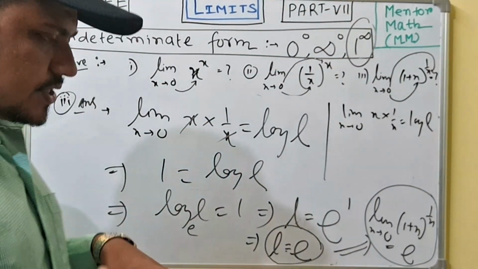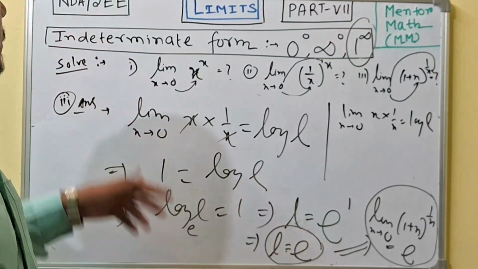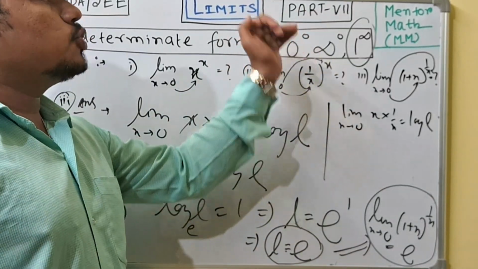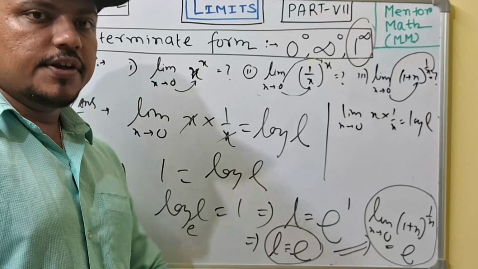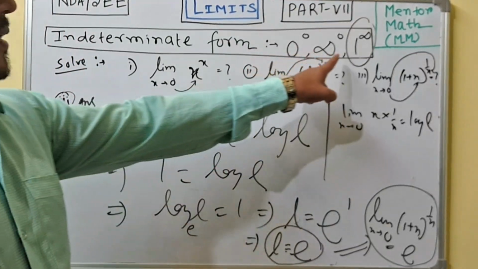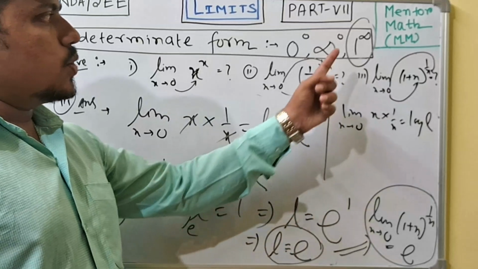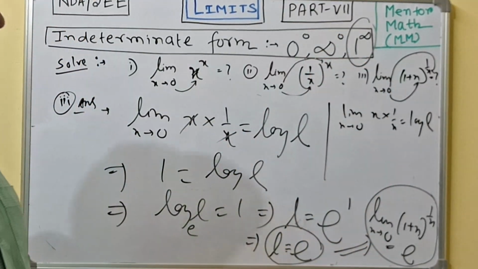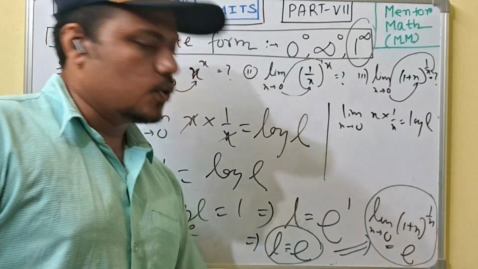In the current situation, you see that NDA papers mostly contain, whenever you see the question paper, indeterminate forms given: 0 to the power 0, infinity to the power 0, 1 to the power infinity. Infinity by infinity form is also there, but these three are very important. So in the 1 to the power infinity case, you can directly use the shortcut form and find the value. Limit x tends to 0, (1 plus x) to the power 1 by x is equal to e.